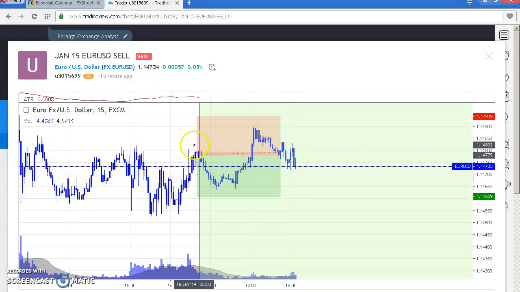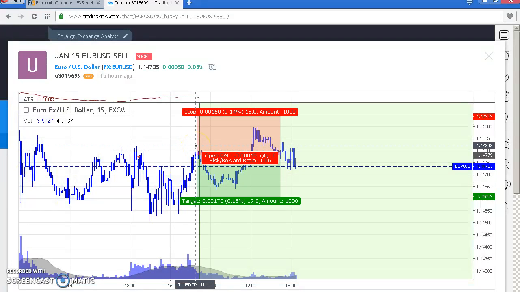If I had entered a bit higher, although the prices did not go a bit higher, I should have calculated my ATR value from here and adjusted my stop loss and my take profit accordingly. So that's the conclusion for this trade.